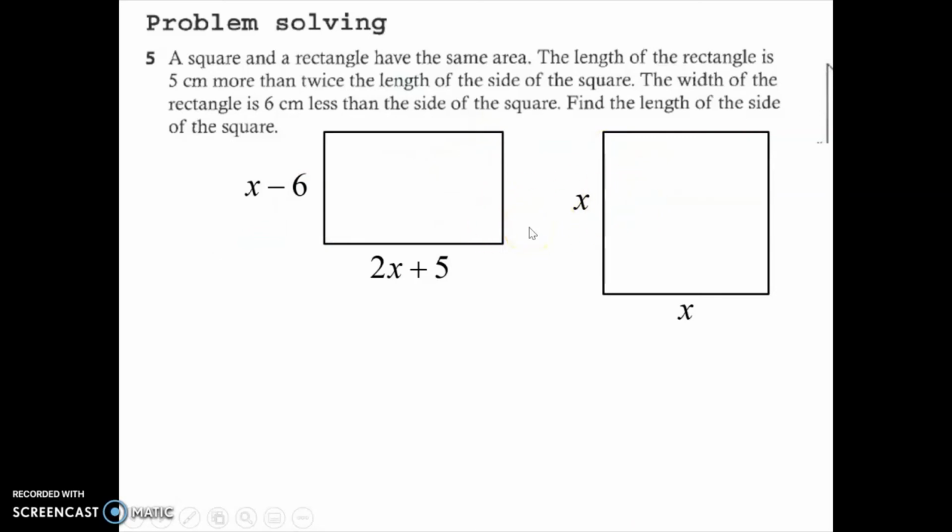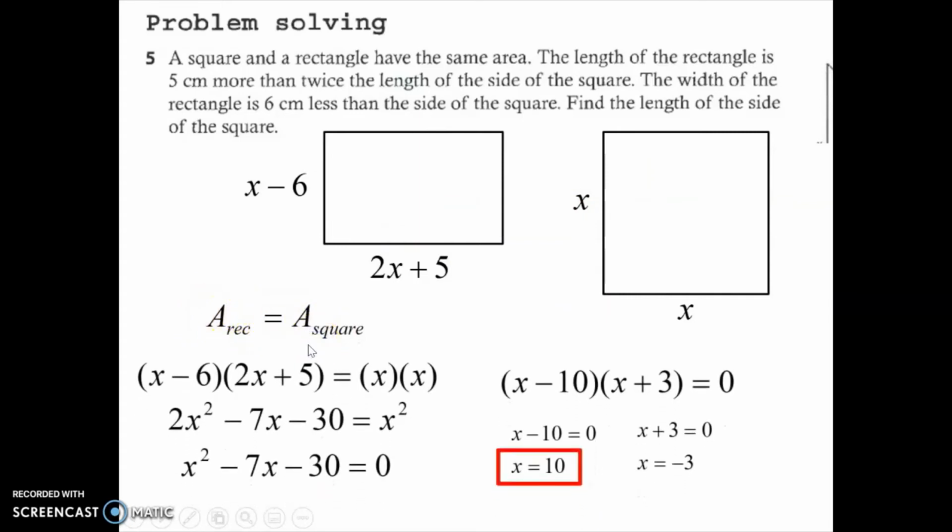And finally, it says a square and rectangle have the same area. So even though these are different, we have a rectangle, square, they end up having the same area. So the area of this equals the area of this. Okay, so the area of a rectangle equals area of a square. And here's all the work for that, right? The area of the rectangle is found by multiplying those two dimensions. And the area of the square is found by multiplying these two dimensions, x by x. We have our equation.